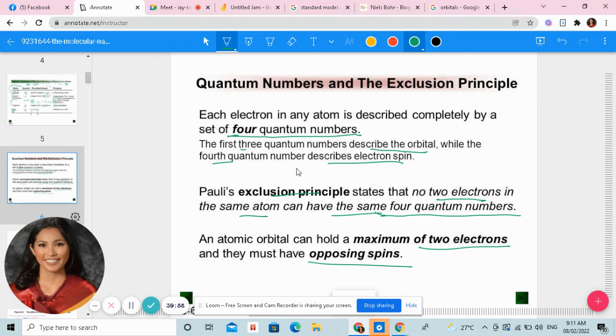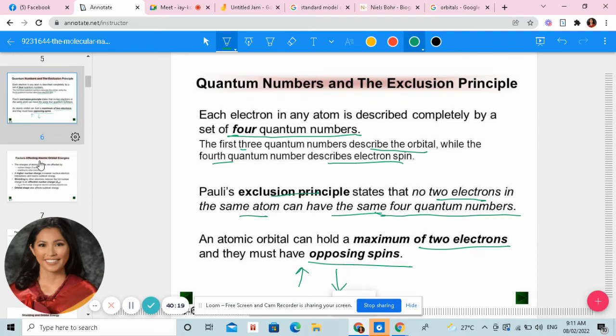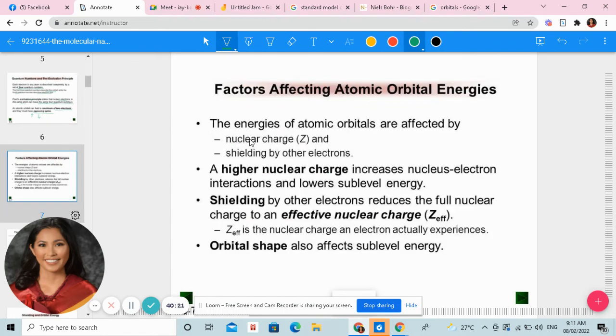An atomic orbital can hold a maximum of 2 electrons and they must have opposing spin. Okay, so this is Pauli's exclusion principle, that an orbital can occupy a maximum of 2 electrons, and they must have opposing spin. So we have positive 1/2 and then we have negative 1/2.